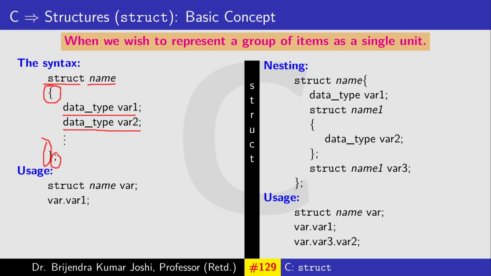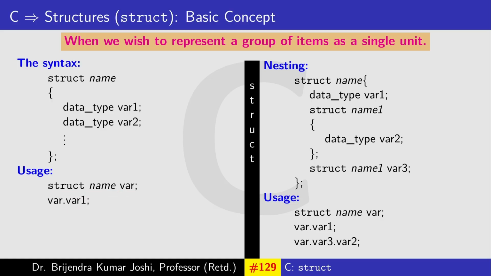Now how to make use of it? Simply write struct, the name of the structure, and some legal variable name. So this is the declaration of a variable, and you can keep on assigning the values. In the working program we will see. And how to access it? The name of the variable dot and name the variable inside this structure. This is the way we can access a variable inside this structure.